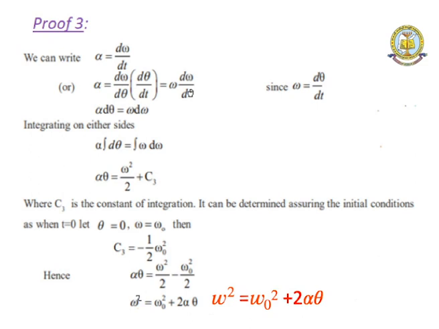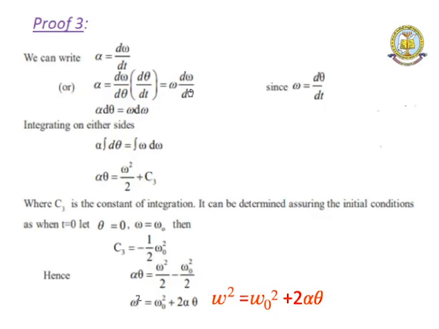Here omega is equal to d theta by dt. So now this is alpha into d theta is equal to omega into d omega. Now applying integration on both sides, alpha into integration of d theta is equal to integration of omega into d omega. Integration and differentiation cancel, so alpha theta is equal to omega square by 2 plus c3. Here, with respect to omega, the integration of omega is omega square by 2 plus c3.